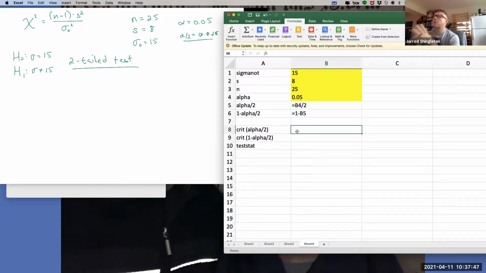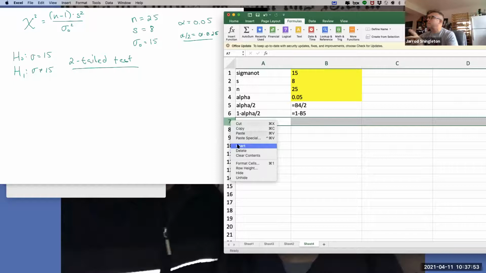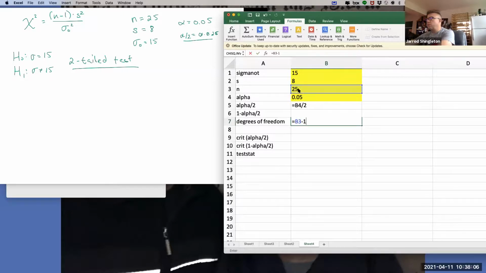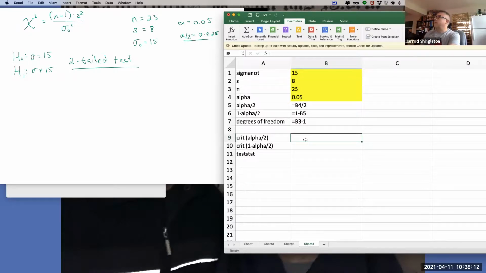Now, to calculate the critical values, I have to use the chi-square distribution. There's something I didn't add in here. I might as well add, because we have a nice little template going on here, degrees of freedom. My degrees of freedom are n minus 1, so it should be 24. So it's 25 minus 1. But we like having a template, and I don't like putting in the fewest amount of values possible.